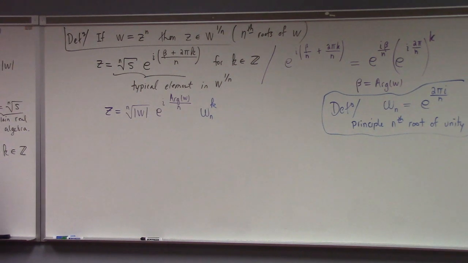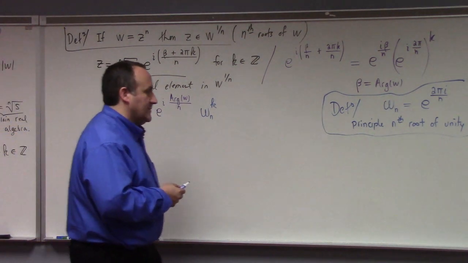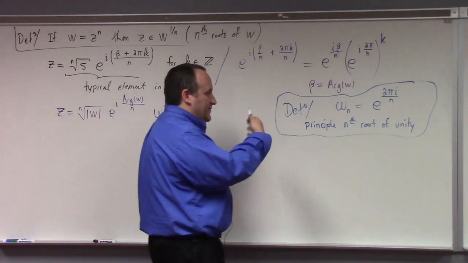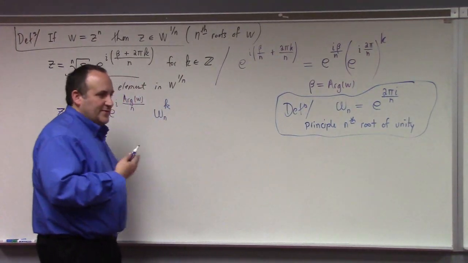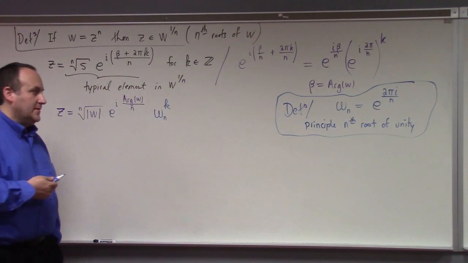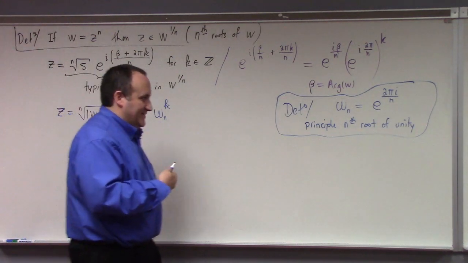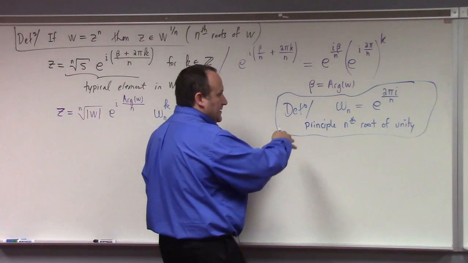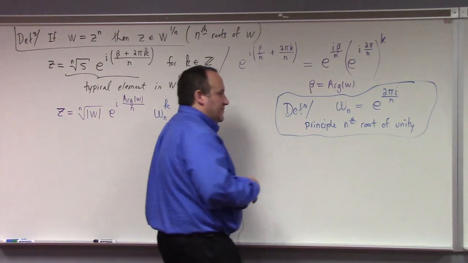I see someone saying 1. Yeah, just 1. Okay. This is correct. It is the number 1. I suppose in an abstract algebraic sense, it's the multiplicative identity of the algebra. A unital algebra is one which has such a thing. But anyway, it's the principal nth root of unity.